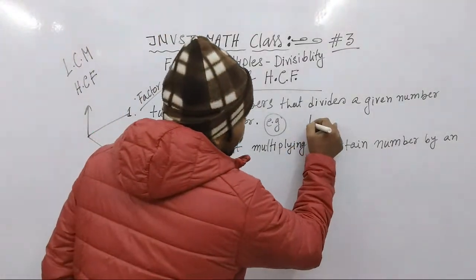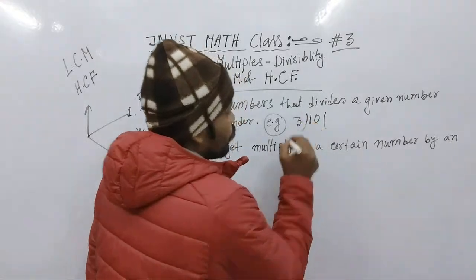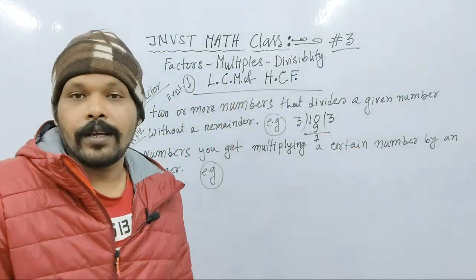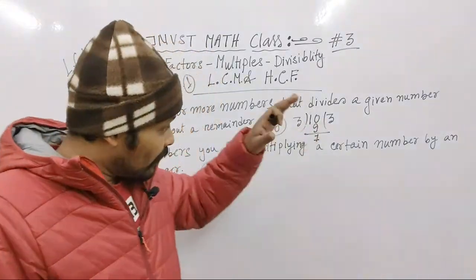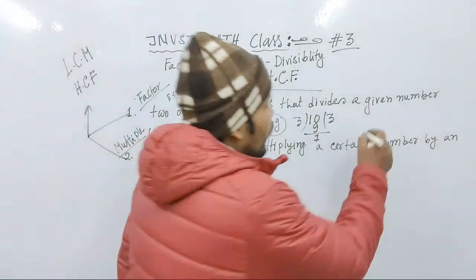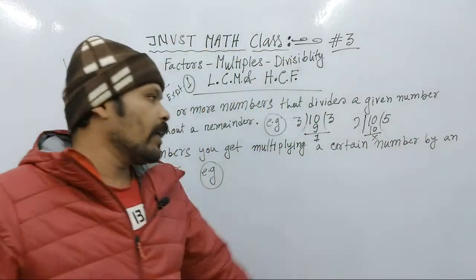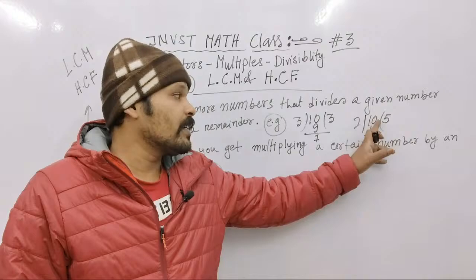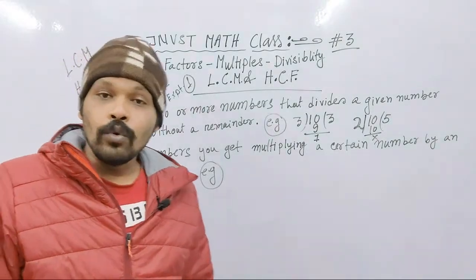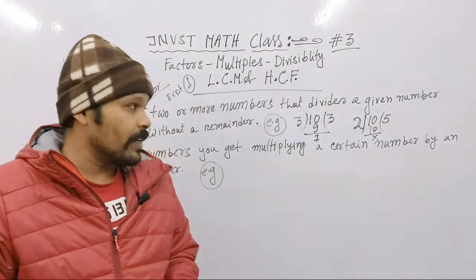Suppose for example 10. 10 is a number and you divide 10 by 3. Then 3 times 3 is 9, and 1 is the remainder here. So we cannot say 3 is a factor of 10. But 10 divided by 2 is 5, 2 fives are 10, and without any remainder we can divide 10 by 2. That is why 2 is a factor of 10, because we can divide 10 by 2.